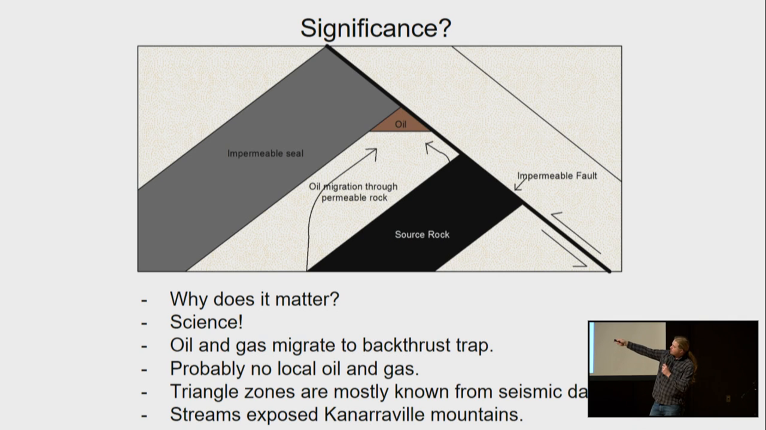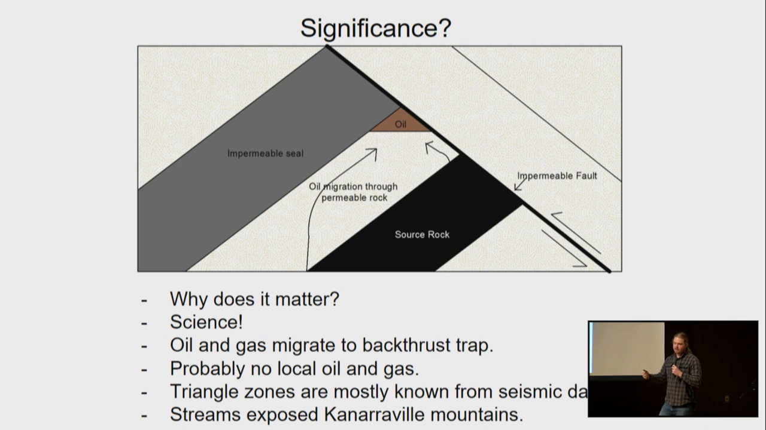If there's an impermeable rock above that, then this will guide the migration of that oil. And if one of these faults within the triangle zone has created another impermeable unit, then you get this triangular shape that guides the migration of oil to the tip of this triangle, and it can become concentrated in valuable concentrations. We're not studying the triangle zone here to look for oil and gas.